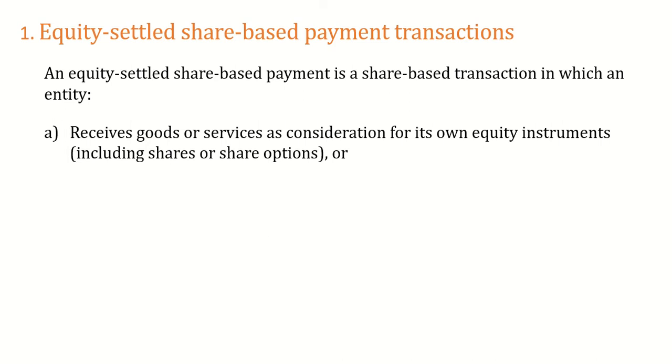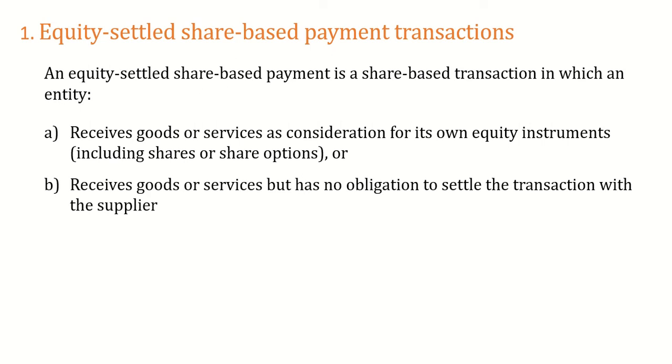Or if we buy goods from the company's supplier, that comes under this, right? Receiving goods or services as a consideration for its own equity instruments. We give our equity instruments, including shares or share options, and receive goods or a service, but have no obligation to settle the transaction with the supplier. We buy the goods, but we have no obligation. Those are what we call equity settled share based payments.